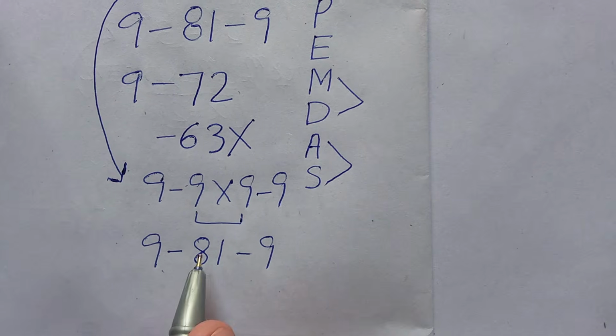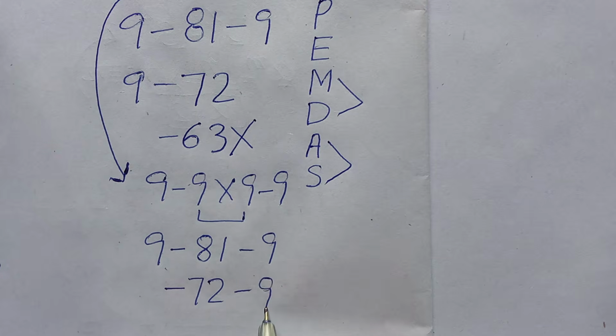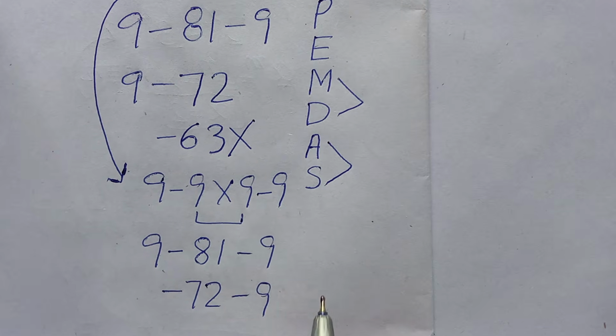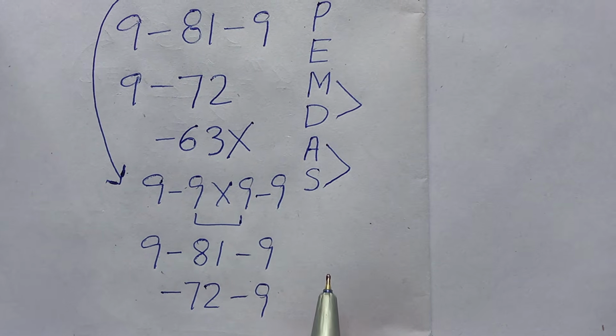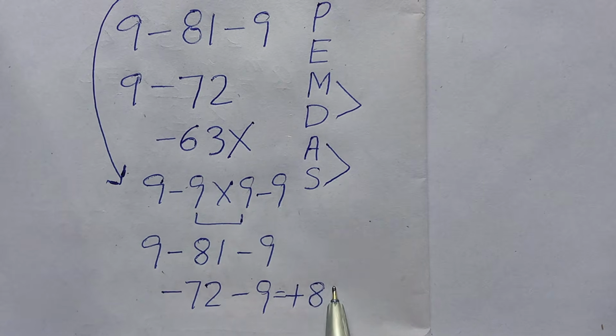So 9 minus 81 equals negative 72 minus 9. Negative 72 minus 9 equals positive 81. This is the final answer of this question.